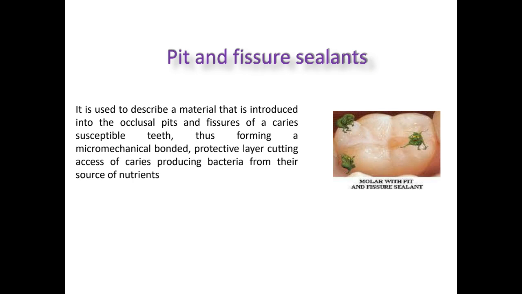Now what are basically pit and fissure sealants? If you go with the definition, it is used to describe a material that is introduced into the occlusal pits and fissures of caries susceptible teeth. When they are introduced, what do they do? They form a micromechanical bond as well as a protective layer. Once a micromechanical bond and a protective layer are formed, they cut off the caries producing bacteria from their source of nutrients. So basically, they act as a physical obstruction from the external environment.